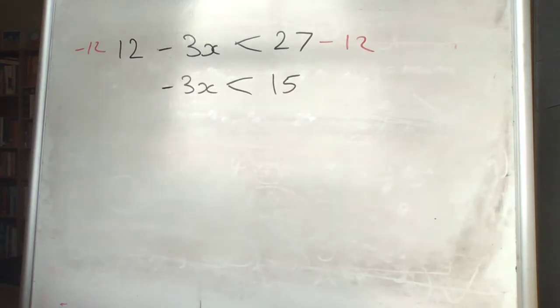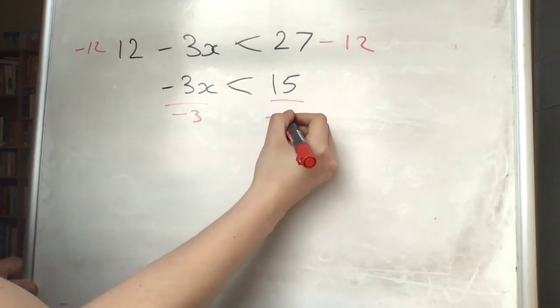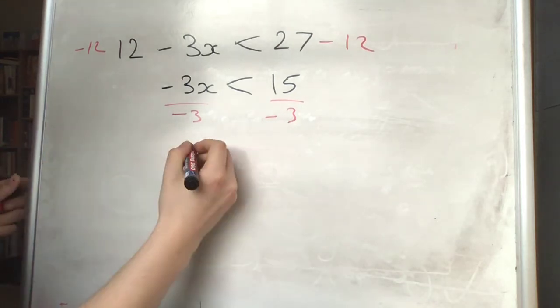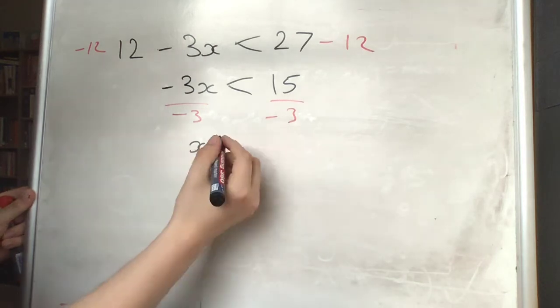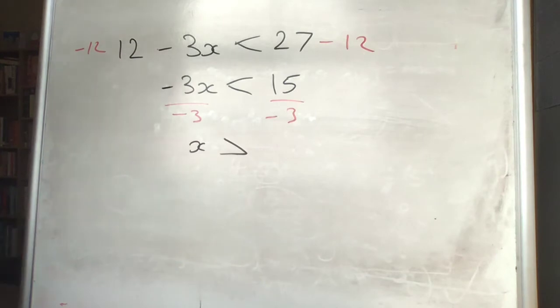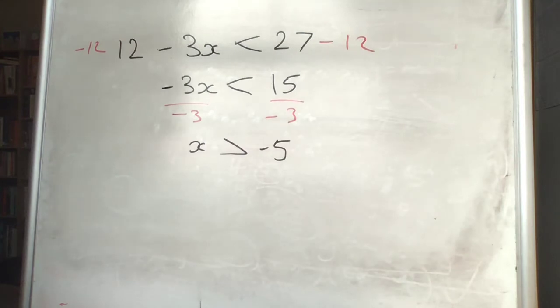Again, what we want to do this time is divide both sides by negative 3. If we're going to divide both sides by negative 3, we're going to have to turn around the inequality sign. Negative 3 divided by negative 3 is x, and we switch around the inequality sign. If you're dividing by a negative number, we switch it around, and we have negative 5 over here. So effectively our answer is x is greater than negative 5.